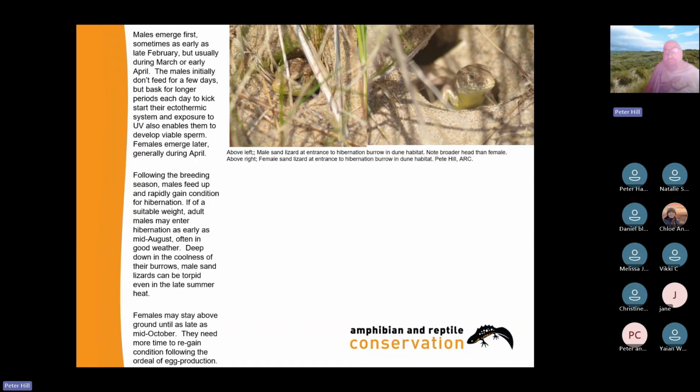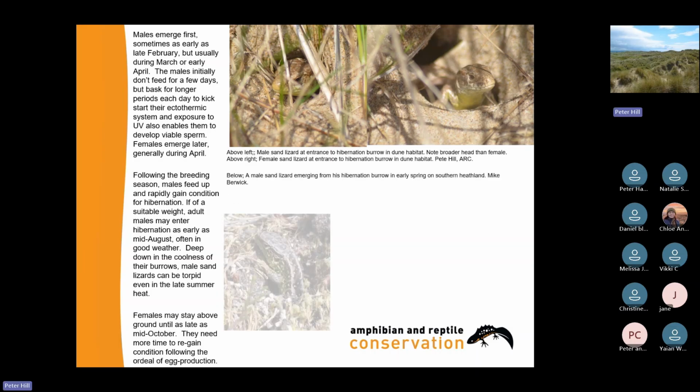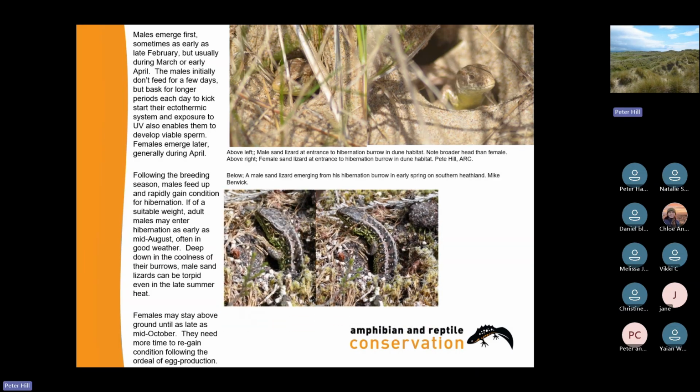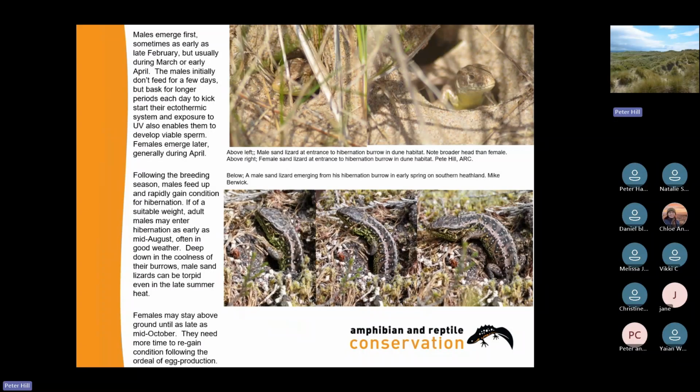Males emerge from hibernation first. You can see a male here on the left I photographed. He's not green yet. How can I tell he's a male? He's got a much broader head than the female that emerged later to the right. She's got a much narrower head by comparison. Here's a southern heathland male emerging, much darker.